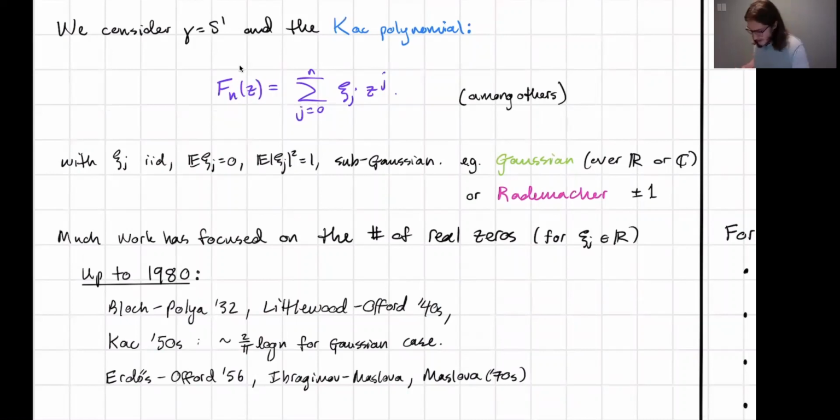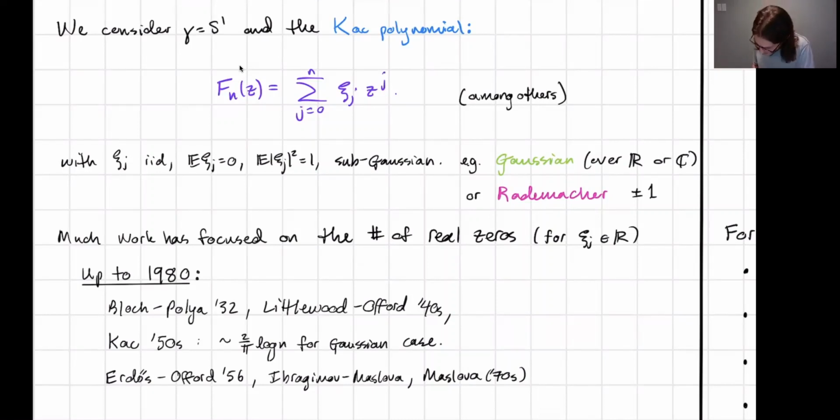Okay, so as I was saying, there's been a lot of work on distribution of zeros, and in particular, if the coefficients are themselves real, then of course the zeros come in complex conjugate pairs, and you might expect that a lot of them are actually real. And that turns out to be the case. There's a growing number of zeros that are real, and most of the literature on these sorts of polynomials has been on counting the number of real zeros.